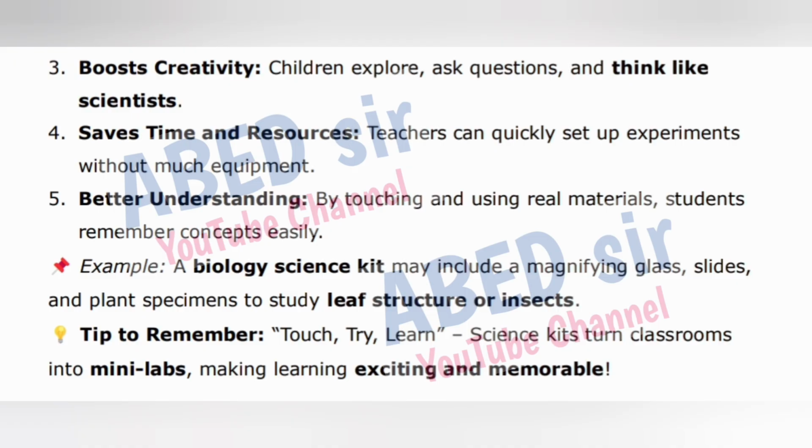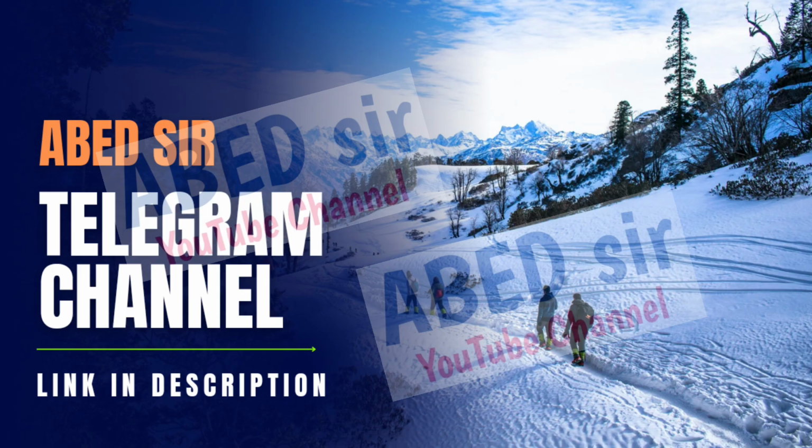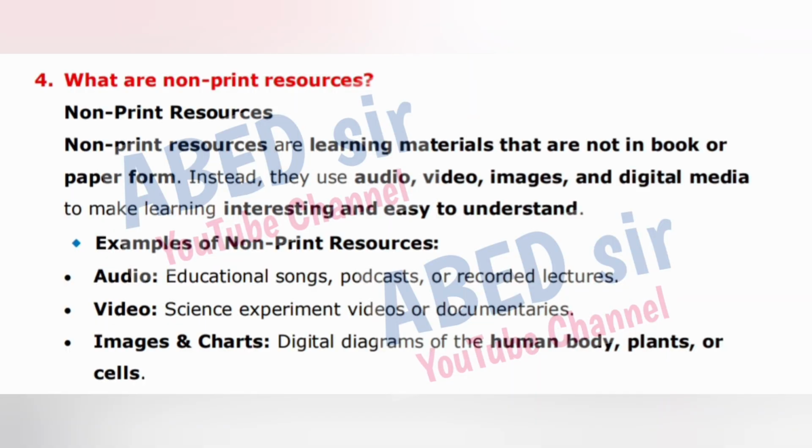Example: a biology science kit may include a magnifying glass, slides, and plant specimens to study leaf structure or insects. Tip to remember: touch, try, learn. Science kits turn classrooms into mini labs, making learning exciting and memorable. Next important short question is: 4. What are non-print resources?